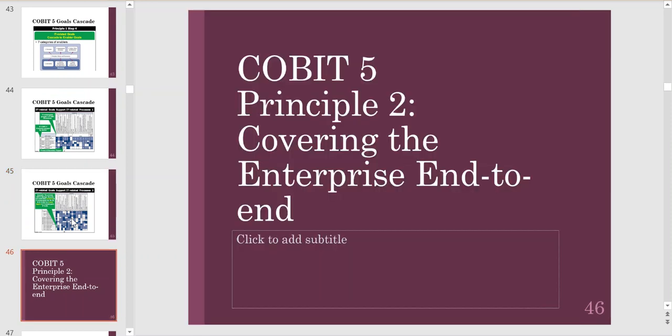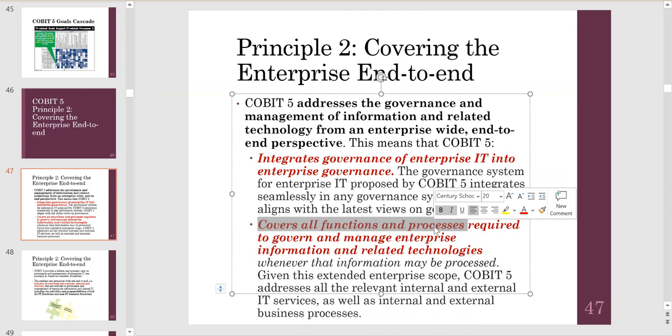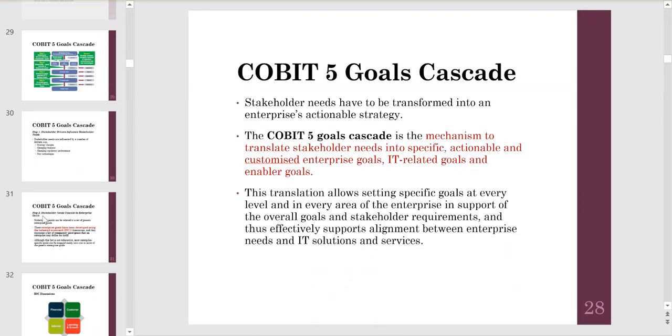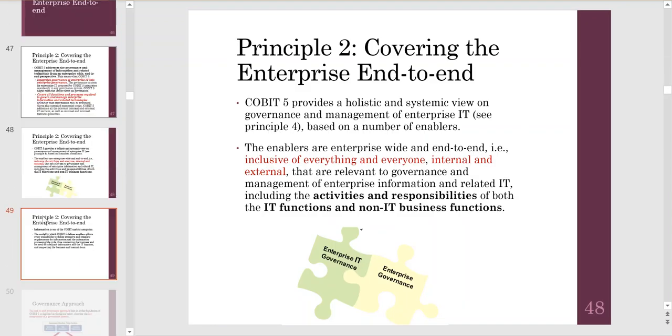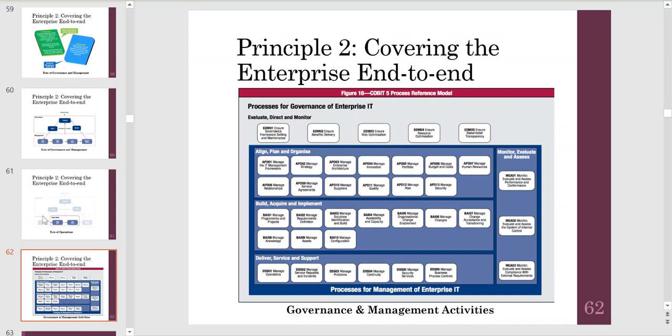Well, Principle 2 is covering enterprise end to end. So what does it mean? Just focus on this one. Covering all functions and processes in any company, speaking from an IT point of view, we speak about two things, governance and management. So there are processes. We just spoke about the process reference model. This one, we have 37 processes, 5 for governance, 32 for management, 4 domains for management, 1, 2, 3, 4, and 1 domain for governance. So this is the meaning of it.